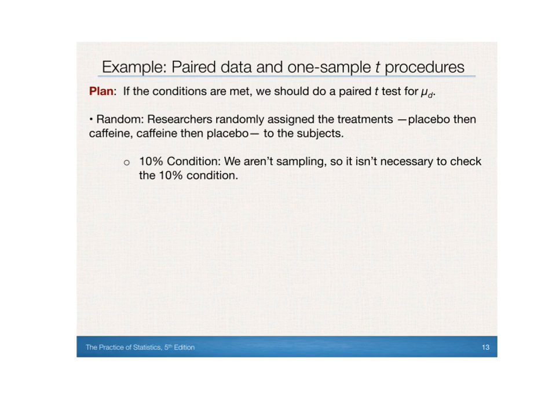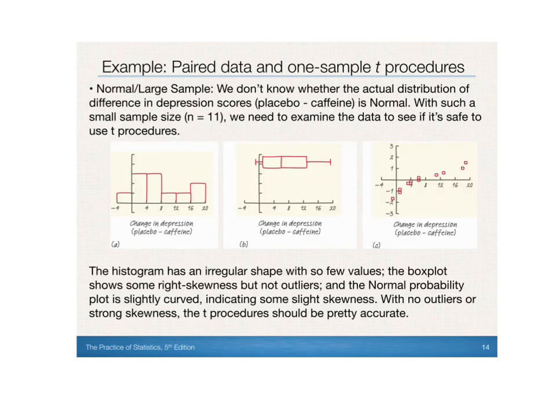The 10% condition doesn't make sense when we're doing an experiment because we're not taking a sample. Our experiment is the whole population of the experiment, so it doesn't necessarily make sense to check that condition. We're going to skip it.